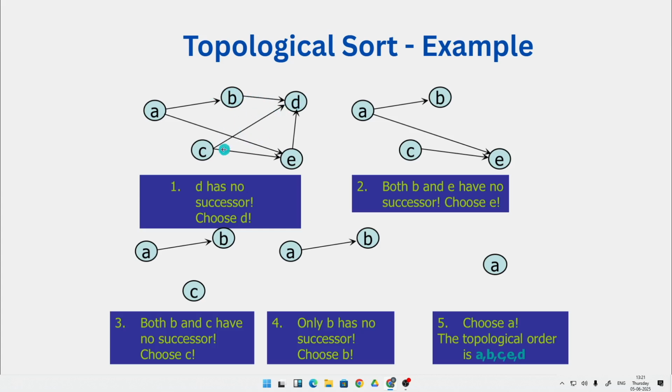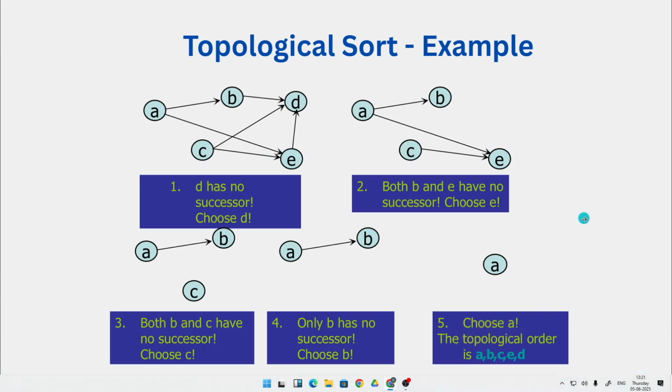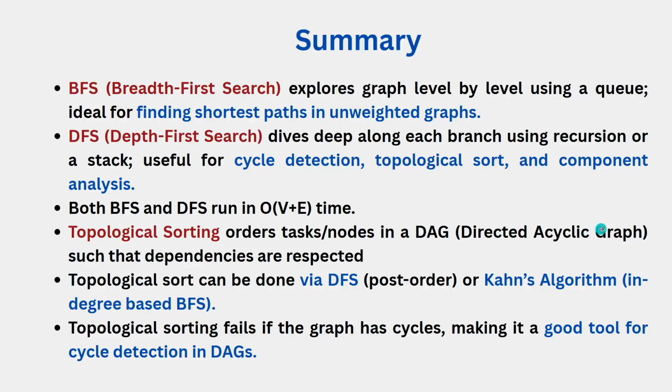So we will be continuing to explore this in the same fashion, and that will give you the same result, that is A, B, C, E and D would be the ordering of vertices in this particular directed acyclic graph. So you are free to use any of these two approaches for finding the topological ordering of vertices in your graph. So to summarize what we have seen so far, we learnt two traversals.